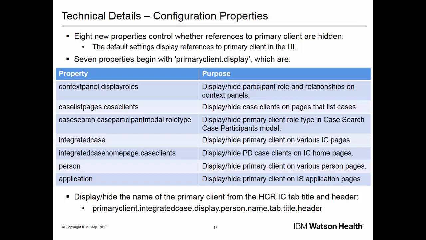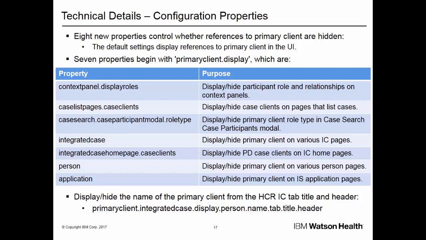Eight new properties control whether references to primary client are hidden or displayed in context panels and UIM pages. The default settings cause references to primary client information to display in the UI, as it did for previous releases. Seven properties, which begin with primary client.display, control whether primary client is displayed or hidden for certain types of pages. For example, context panels, pages that display cases in lists, and integrated case home pages. The properties are summarized in the table on the slide.